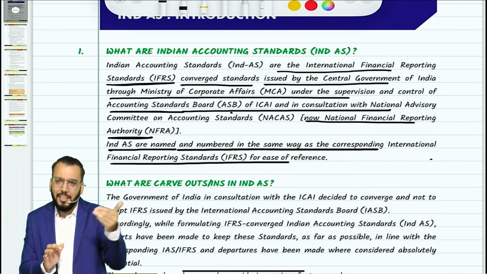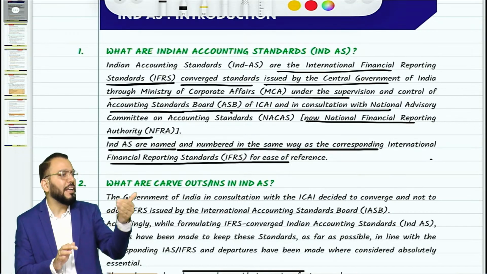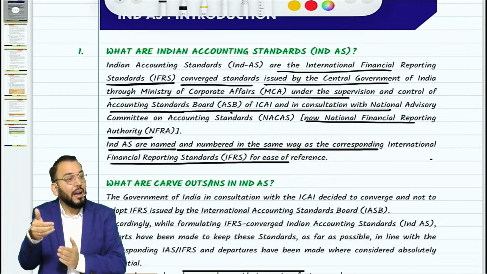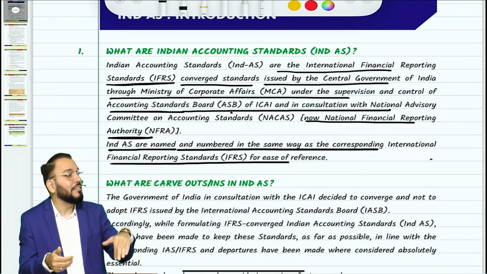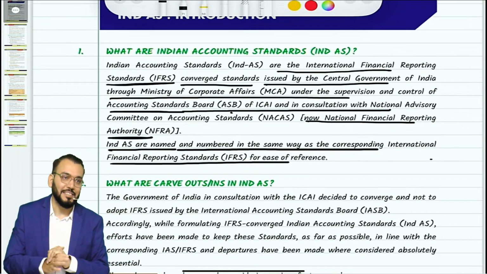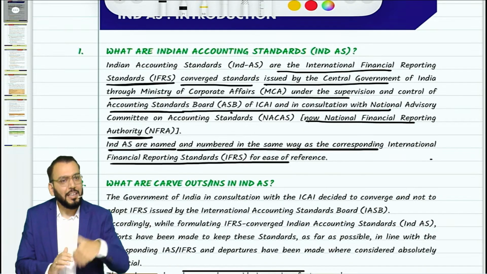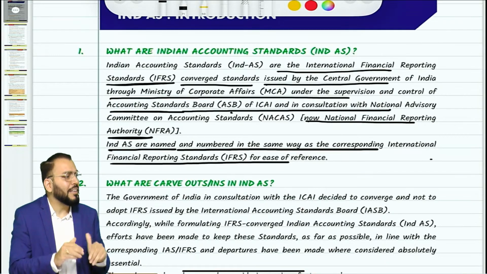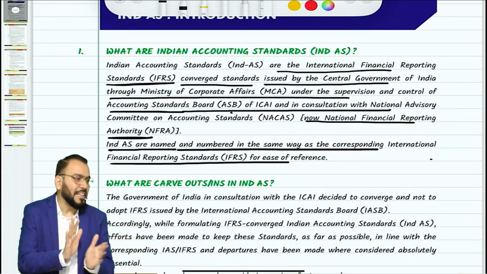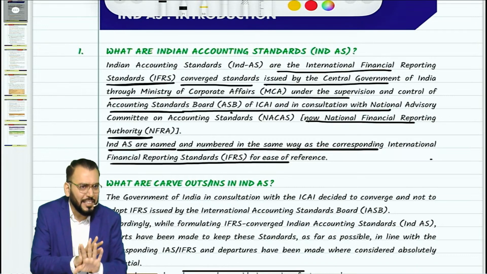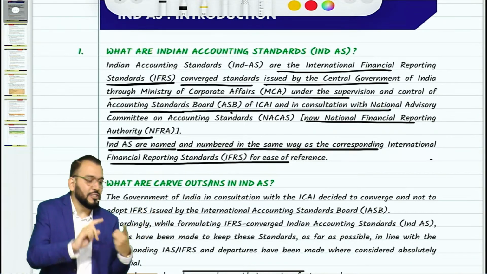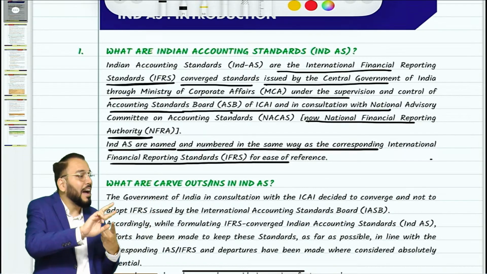Already we discussed that IAS 1 to IAS 40 become Ind AS 1 to Ind AS 40, and IFRS 1 to IFRS 16 become Ind AS 101 to 116. That you have understood. Already I have said that there is only about 5% difference. What are the differences between Ind AS and IFRS that we need to understand? Of course, we are not going to discuss all the differences, but for your understanding, there are three types of differences between Ind AS and IFRS.